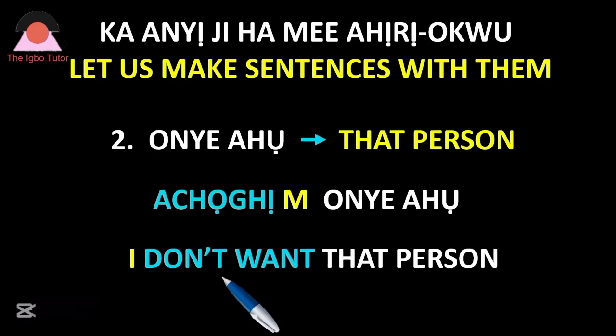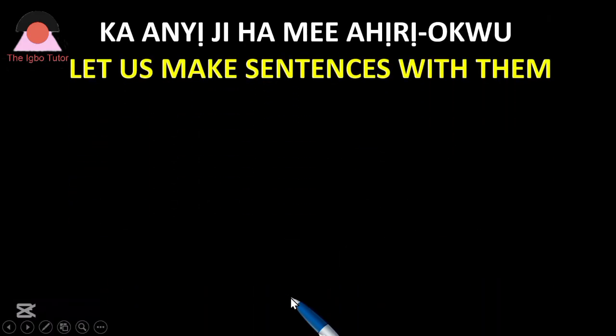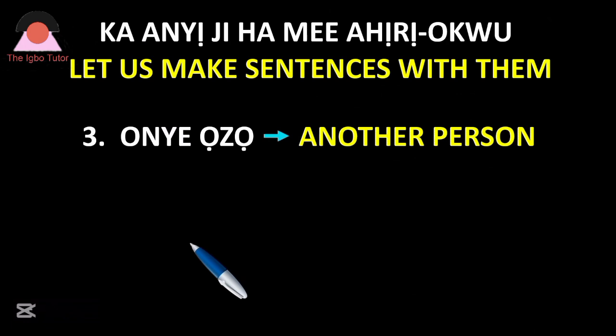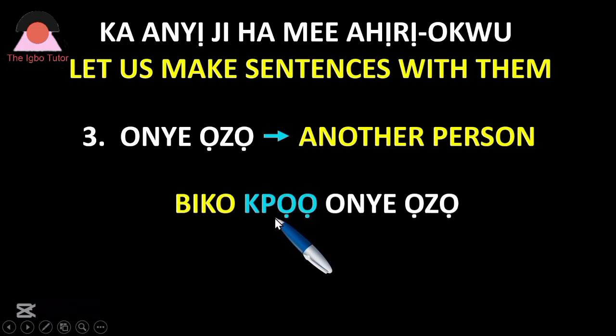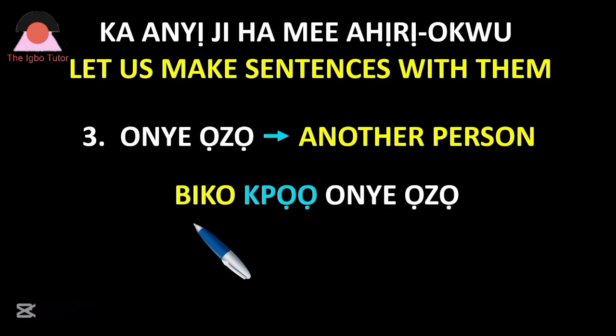What does this mean? I don't want that person. Achọghị m onye ahụ. Ka anyị gaa n'ihu. Nke atọ, number 3. We have onye ọzọ. Onye ọzọ meaning another person. What does this mean? Let's have a simple sentence with this.